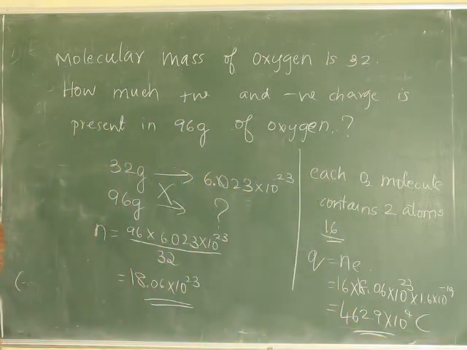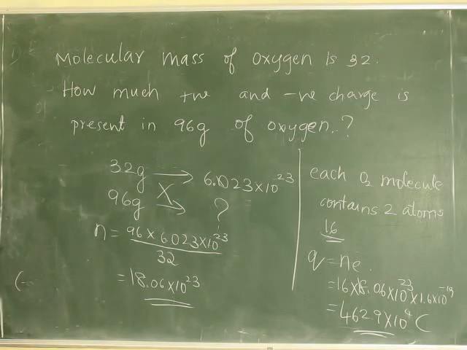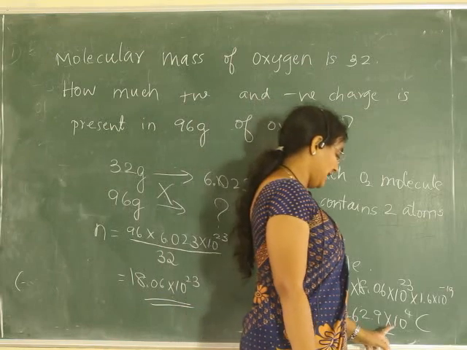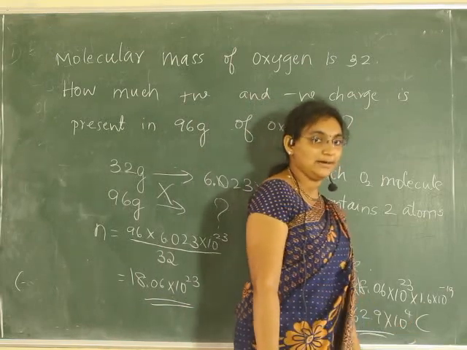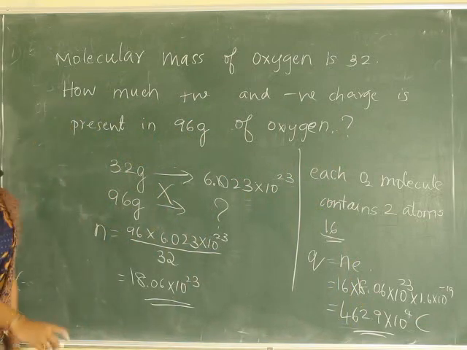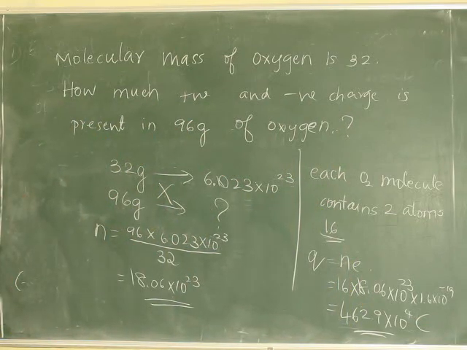We got this answer. What about you? Did you get the same answer? The total positive or negative charge present here is 462.9 into 10 to the power 4 coulombs. Okay, next. The next problem. Shall we go for the next problem?